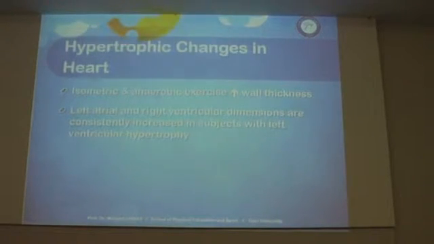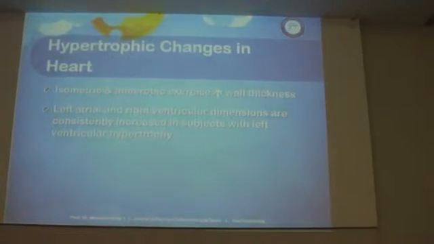Isometric and anaerobic exercise increase wall thickness more, and left atrial and ventricular dimensions are consistently increased in subjects with left ventricular hypertrophy.